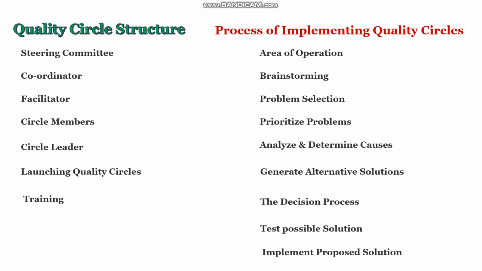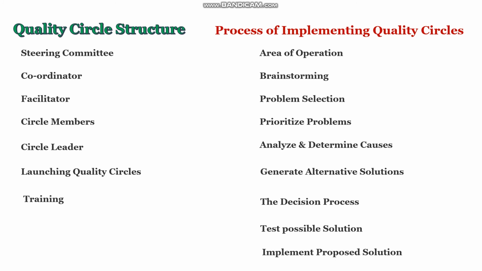Quality circle structure. Sir, what committees are there, or what personnel are involved in this quality circle? See, there will be a steering committee. Steering committee means top management will be involved, they will formulate the quality circles, and they have to give approval for your quality circle structure. There will be one coordinator for the quality circle, and after that, facilitator, circle members, circle leader, launching quality circles, training.